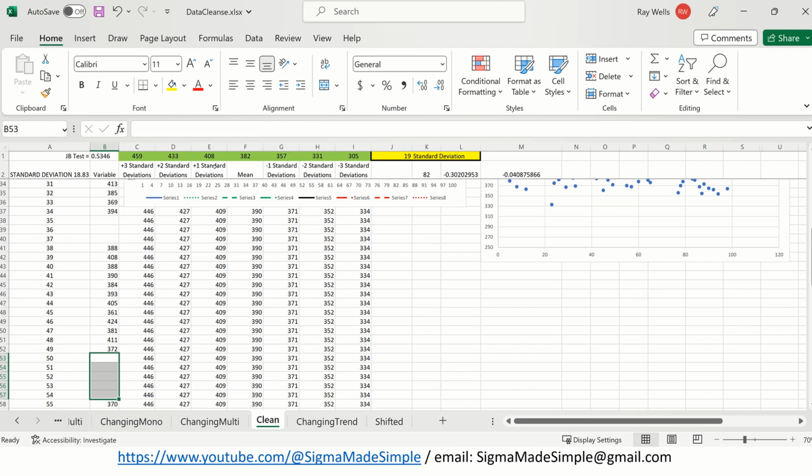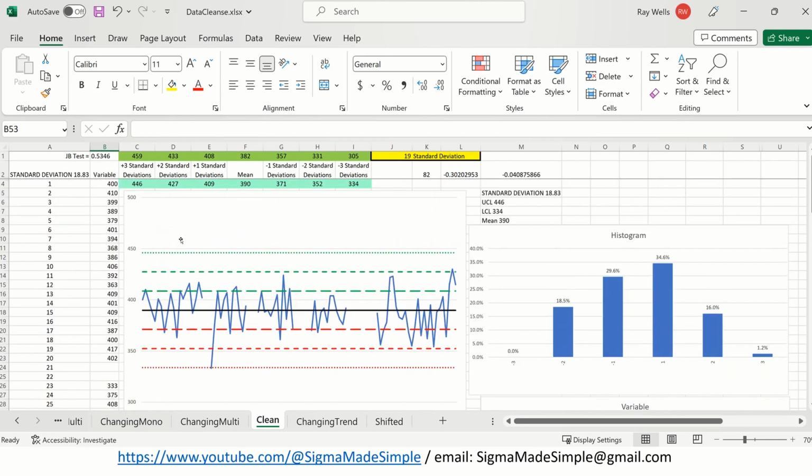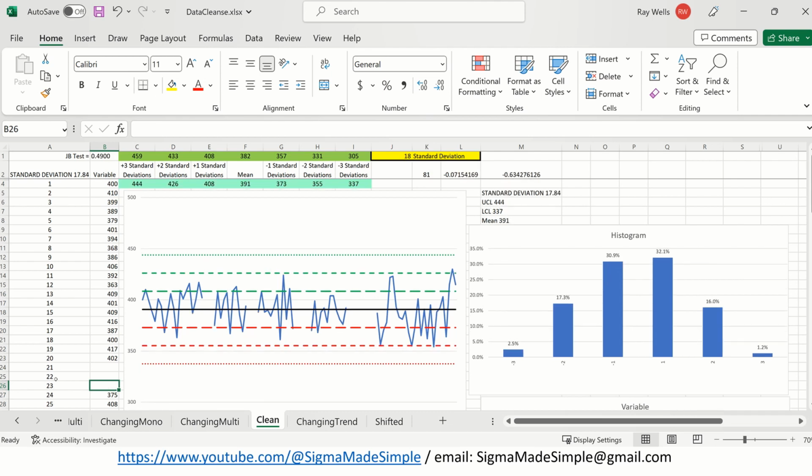Now look how our standard deviation is changing and our test for normality. And look at how our mean has changed and our range has changed. Now we've got one more here, kind of hanging out there, 334. That's 0.23. That's below 3 standard deviations. So there we go. And it looks like the rest of the data is pretty normal.